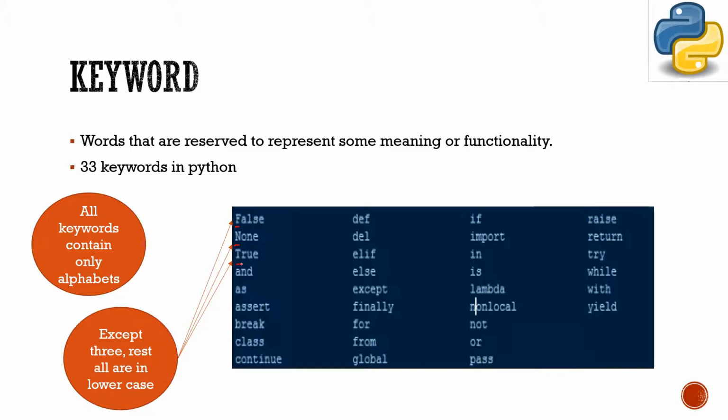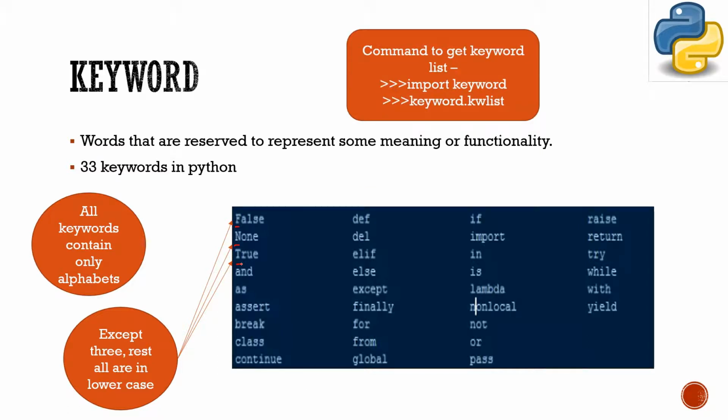After that, we have a command from which we can retrieve the keyword list. For this, we have to import the module keyword. So the command is import keyword. Import is also a keyword, you can see over here. So it is also a keyword. Import means importing a module, and keyword is a module which has the list of keywords and their functionalities. After that, you have to write keyword.kwlist. This we did in our earlier class, and we got the list of keywords completely.